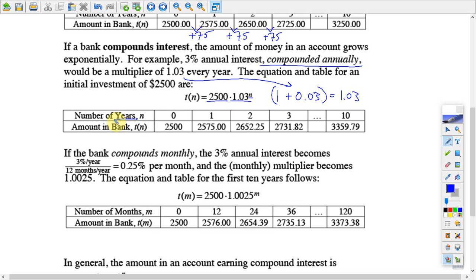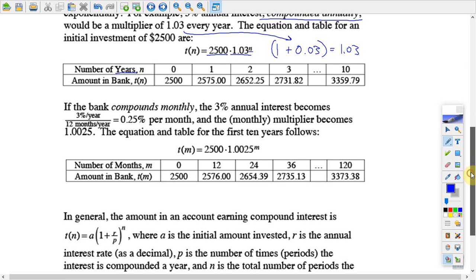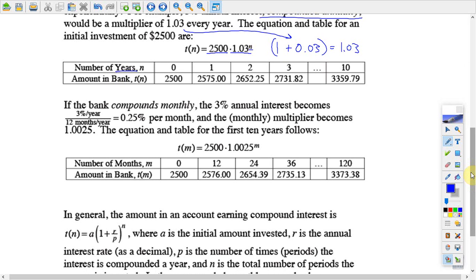Another way of compounding interest would be to compound it more often. So in the next scenario, the bank compounds monthly, meaning that at the end of each month, they're going to give you part of your annual percentage rate. So what they're going to do is take the 3% annual interest and divide it by 12 so that you get 0.25% per month. And that ends up actually working out better for you.